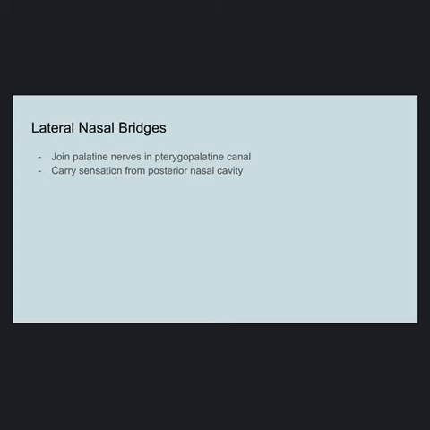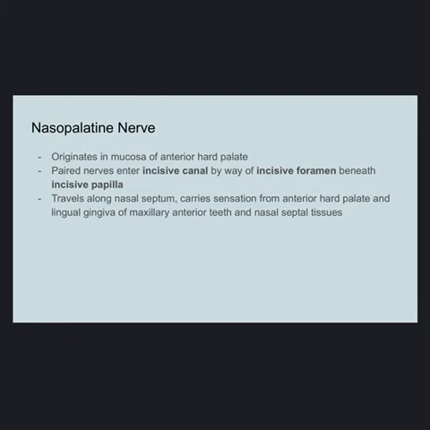The lateral nasal branches join the palatine nerves in the pterygopalatine canal and carry sensation from the posterior nasal cavity. The nasopalatine nerve originates in the mucosa of the anterior hard palate. It is paired nerves that enter the incisive canal by way of the incisive foramen beneath the incisive papilla. It travels along the nasal septum and carries sensation from the anterior hard palate and the lingual gingiva of the maxillary anterior teeth and nasal septal tissues.